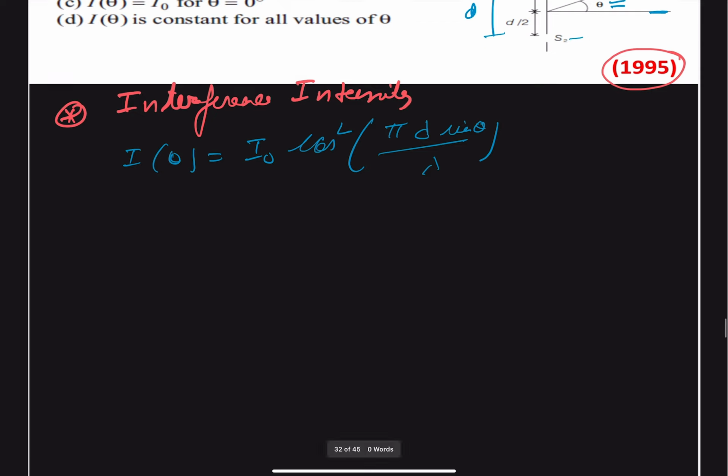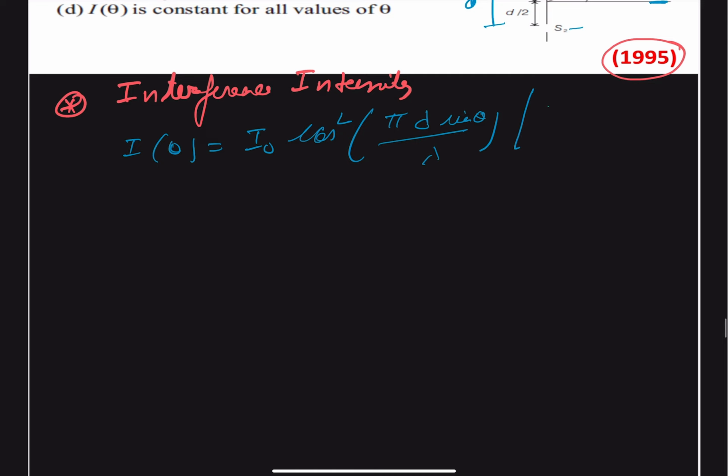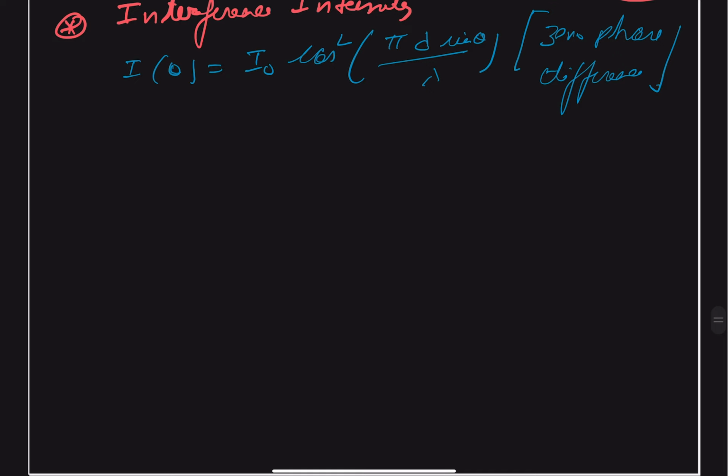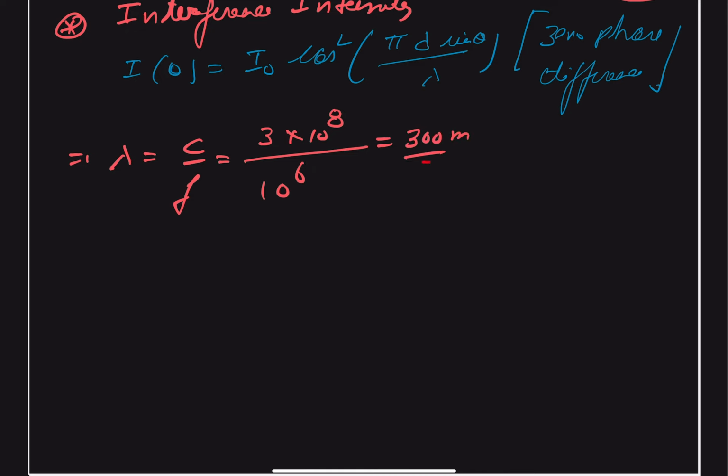So we can write that zero phase difference. And the wavelength we can easily find out, frequency is given to us. So we can say lambda is equal to c upon f. C is the speed of light, that is 3 into 10⁸ meter per second, and f is 10⁶. So this gives us the wavelength as about 300 meters.